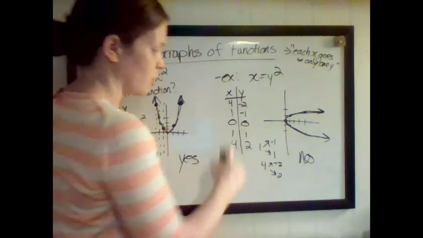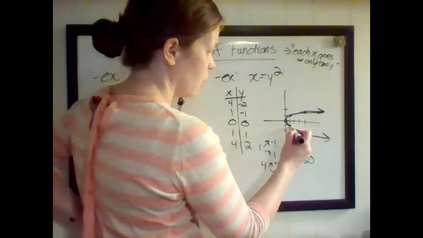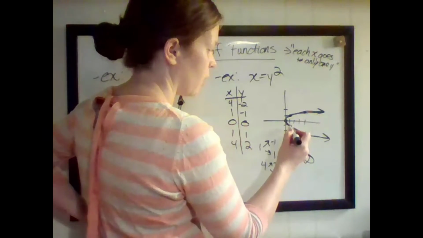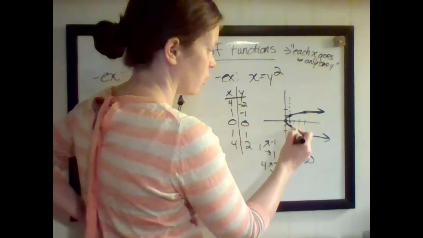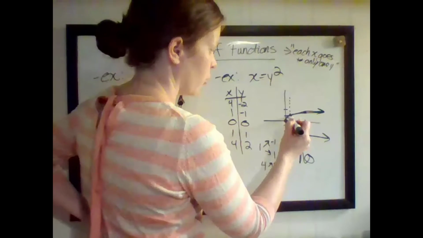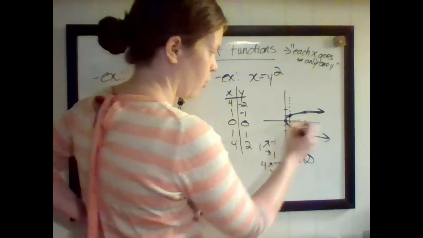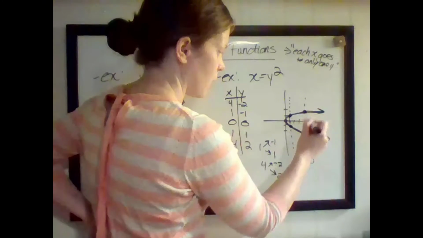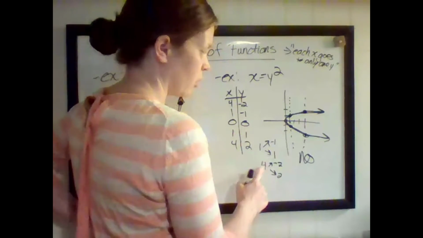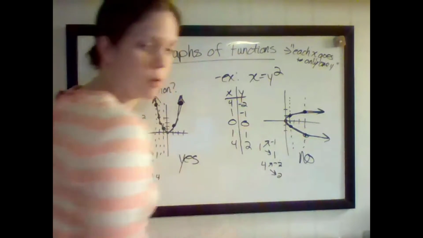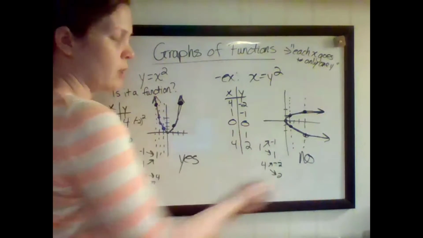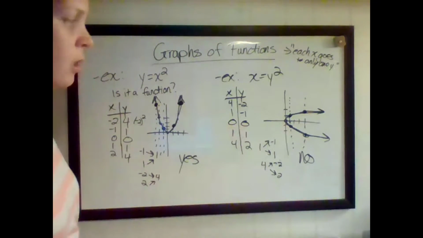Versus this one that was not a function, which we figured out based on our points. Let's say right here at +1. If I draw a vertical line, I'm going through +1 and -1, just like we showed with the points. Or at 4, I'm going through +2 and -2. So for this x of 4, I'm going through two different y's. Since this vertical line crosses more than once, it's not a function.